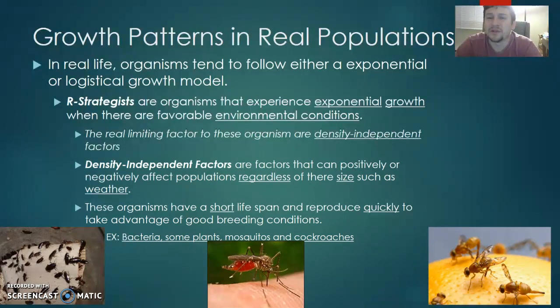Weather is a really good example of density-independent factors. These organisms have a short lifespan and reproduce quickly to take advantage of good breeding conditions. Examples being cockroaches, mosquitoes, fruit flies. And they tend to take advantage of summer months or food availability. They get really, really big populations really quickly, and then they disappear when the conditions change and they're less hospitable.